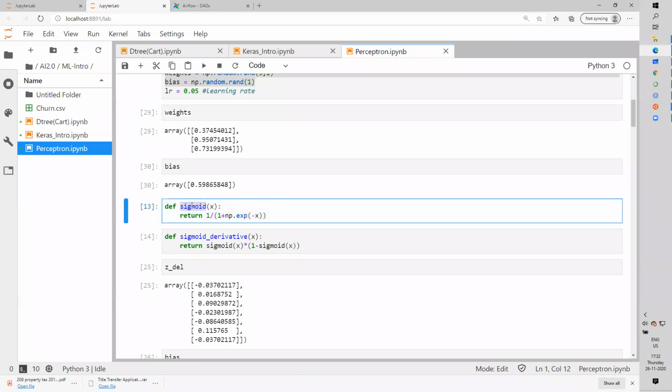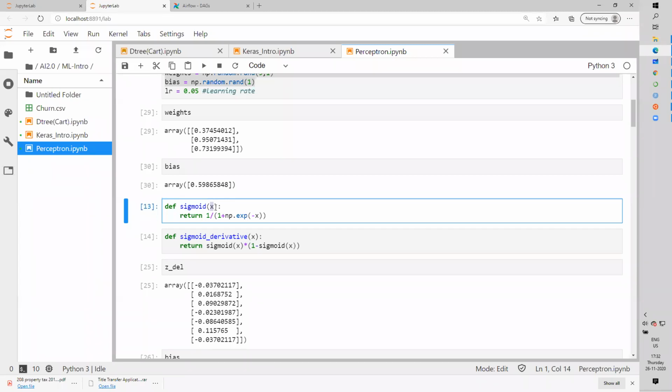First, this is how we can define a custom function in Python. So this is defining a custom function. We are naming the function sigmoid. You can give any name for that, but here for easy understanding, we are naming the function sigmoid. It takes one argument.